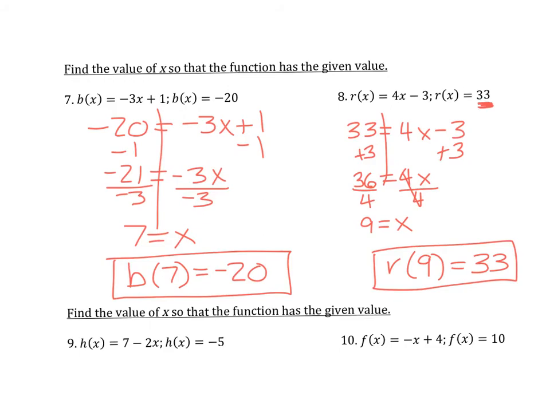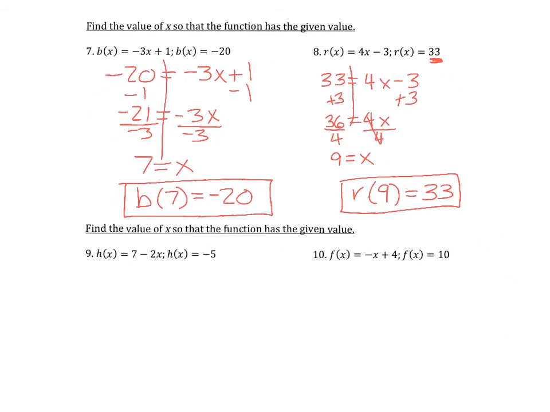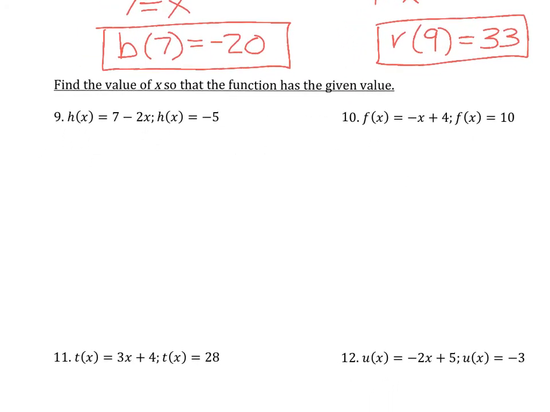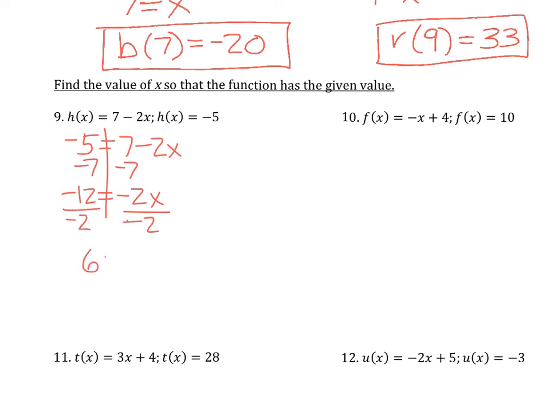Go ahead and pause the video. Try 9 and 10 on your own, and then you can play when you're ready for them. All right, so 9 gives us the output again, the negative 5 on the other side of the equal sign. So it equals 7 minus 2x, my function. Now I'm going to go ahead and solve. So subtract 7. I get negative 12 equals negative 2x. Divide by negative 2. And I get 6 equals x.